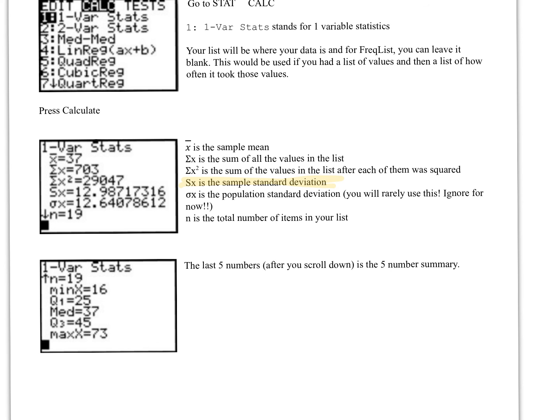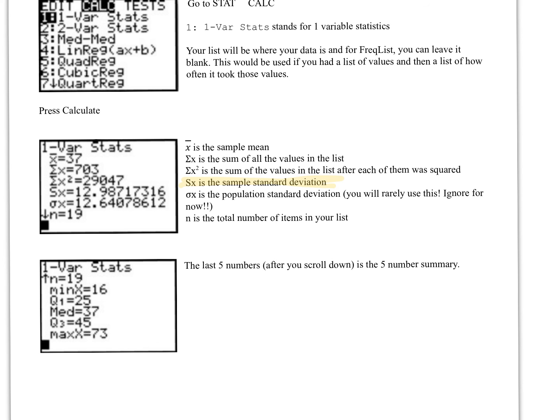The next one is sigma x, which is population standard deviation. We're not going to be using it now. Ignore it. We're going to be dealing with sample. And then n is the total number of items in your list, which should match the n that you were given. So if your n doesn't match, you know you've missed a value, so you want to go back and check. The last 5 numbers, after you scroll down, are the 5-number summary, and it goes in order: the min, quartile 1, the median, quartile 3, and the max.